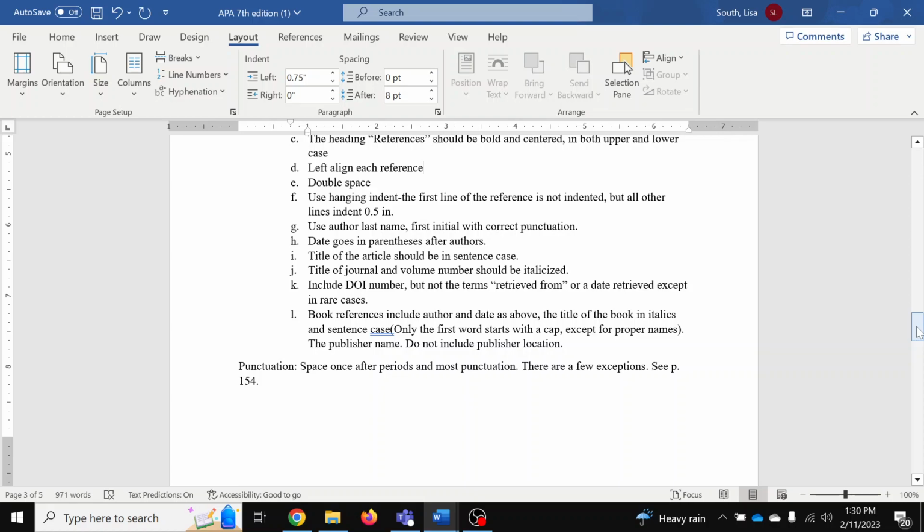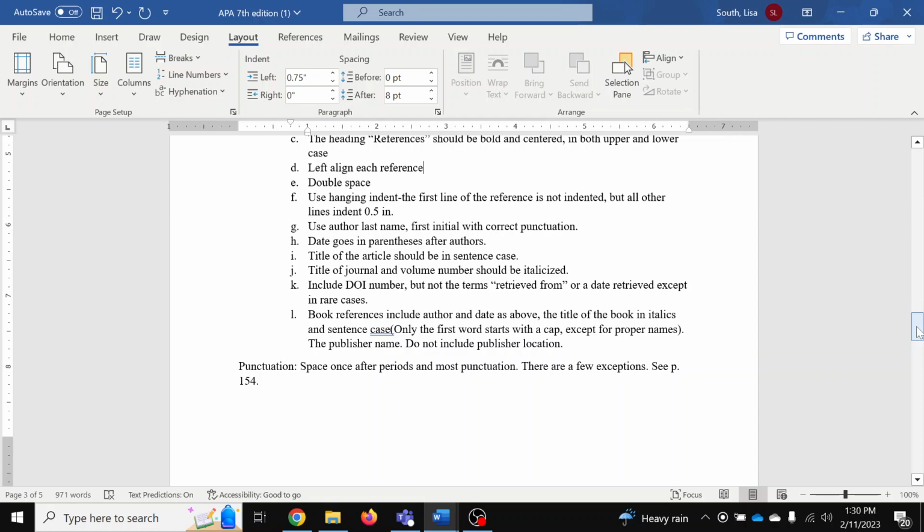So you've got your authors listed up to 20, by the way. Don't use et al. in the reference list. Only use it in your in-text narrative citations. The date goes in parentheses after the authors, and that's the year. Okay? And then a period after it.